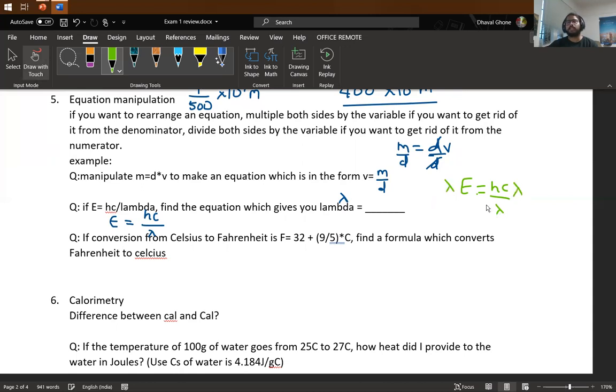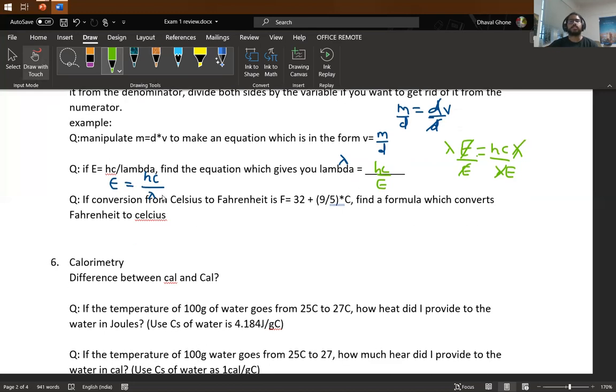Okay, and then I do not want this E in this case, because if I remove the E, what I'm left with is lambda, so that's what I want, right? So I'm gonna divide both sides by E. By doing this, I cancel out the E from here and the lambda from here, and what I'm left with is lambda equals HC over E. So my answer would be HC over E. Okay, I hope that makes sense to you guys. That's how you manipulate equations.